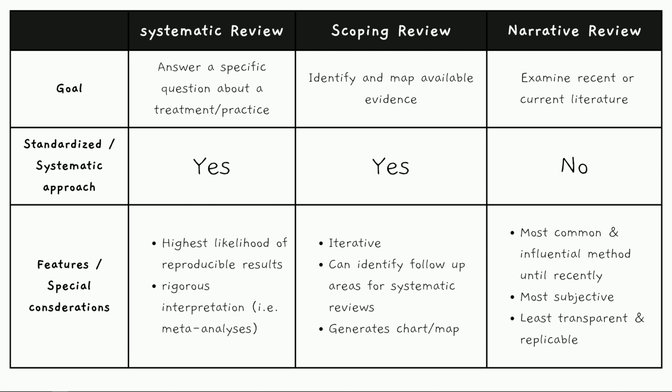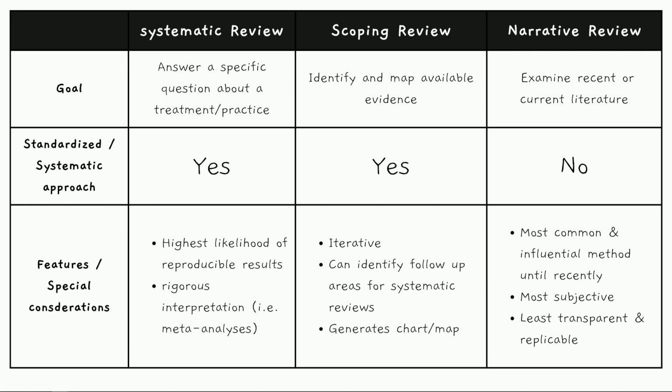So a systematic review is really intended to answer a specific question about a treatment or a practice, versus a scoping review that has a more broad goal. It's intended to identify and map what's out there on a given topic. And while both of them do involve a standardized and systematic approach to doing this, they have some unique features that are important to highlight.